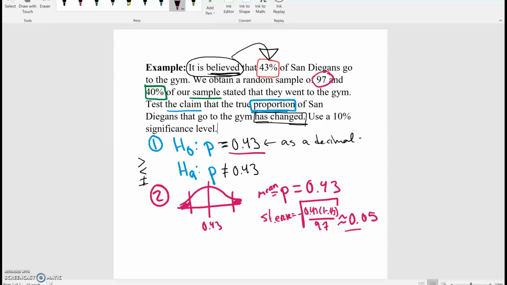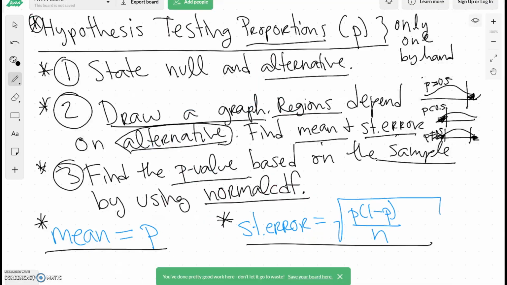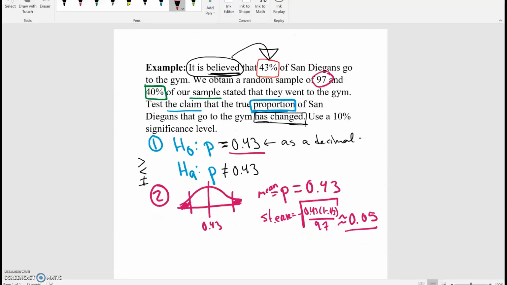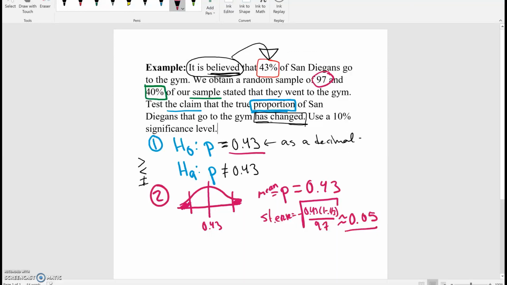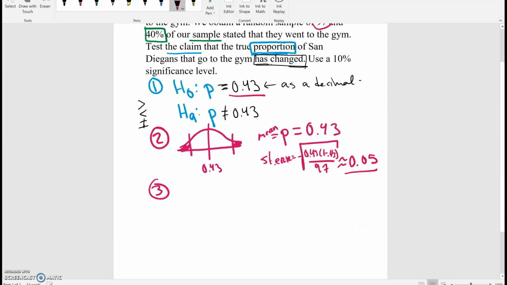Okay, so this you don't have to graph. This is just something that we're going to put in the calculator. Okay, all right. Now, what do we want to do now? Number 3, right? Find the p-value. That's our next step. So number 3, we are going to go ahead and find the p-value. I put number 3 here.